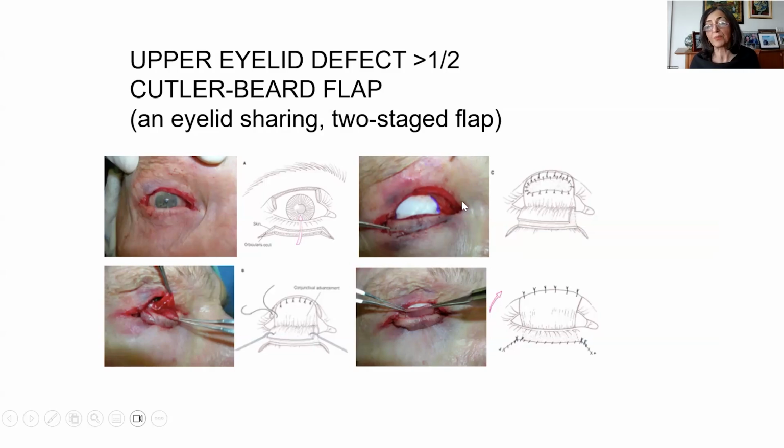This is AlloDerm because we have it available off the shelf. You can also use banked sclera, or you can use nothing. The original technique did not use a sandwich graft. And then skin is brought under this bridge and sutured on top of the conjunctiva and the sandwich graft. So it's a complex flap, but it is good for very large defects.